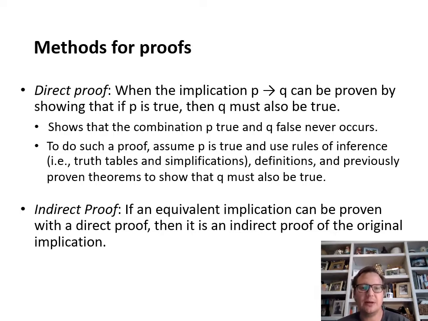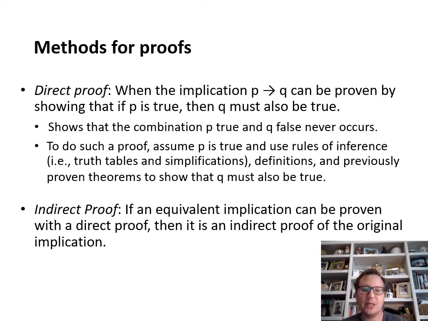There are a lot of different methods for doing proofs. The basic one that we'll start with is called direct proof. The implication P implies Q can be proven by showing that if P is true, then Q must also be true. So by using this proof, we show that the combination when P is true and Q is false never occurs. To do such a proof, we assume that P is true, and then we use rules of inference, the introduced definitions, and previously proven theorems, one example being that all integers are either even or odd, to show that Q must also be true.